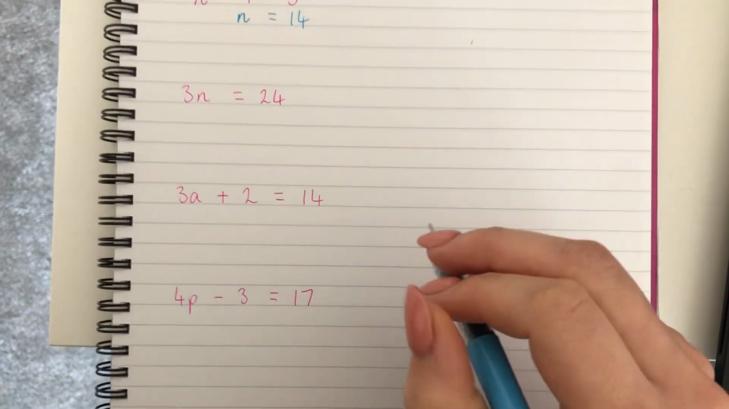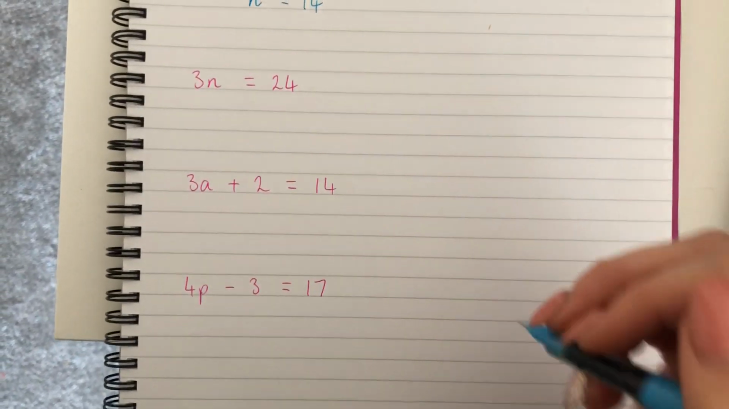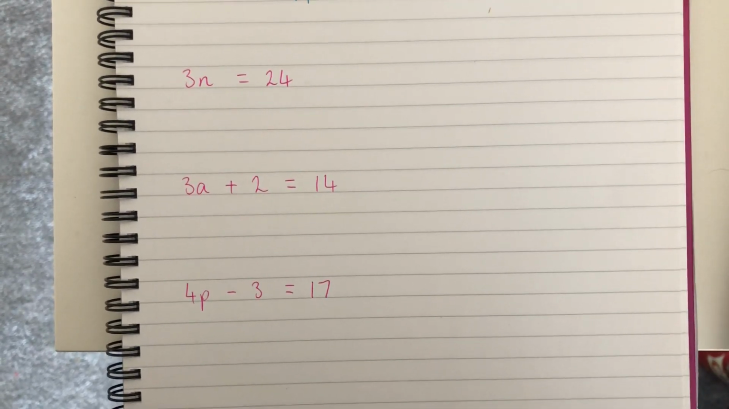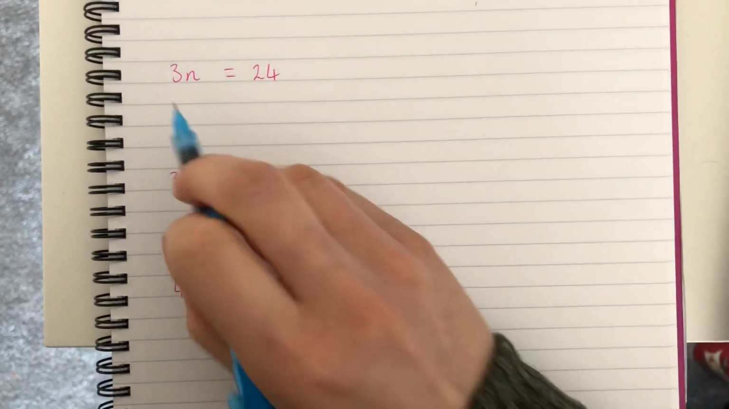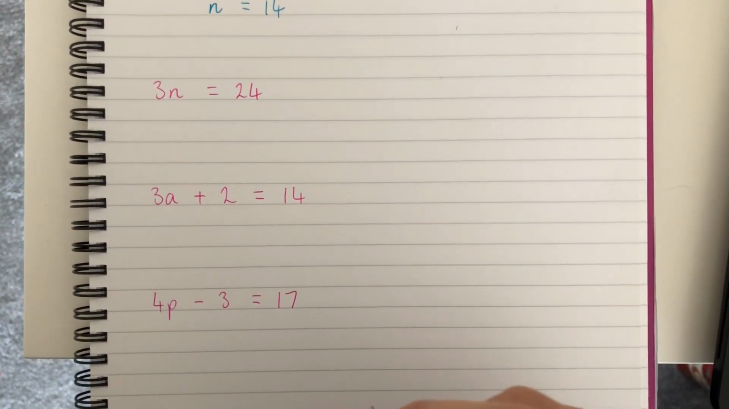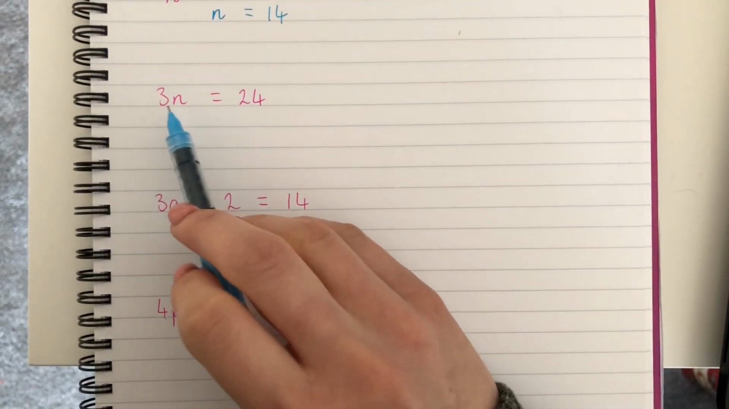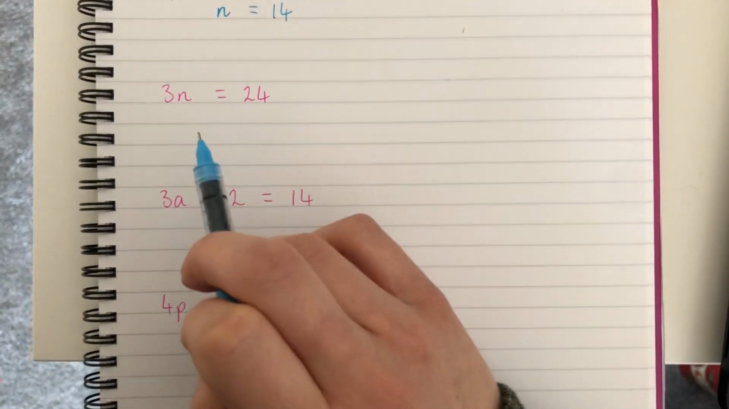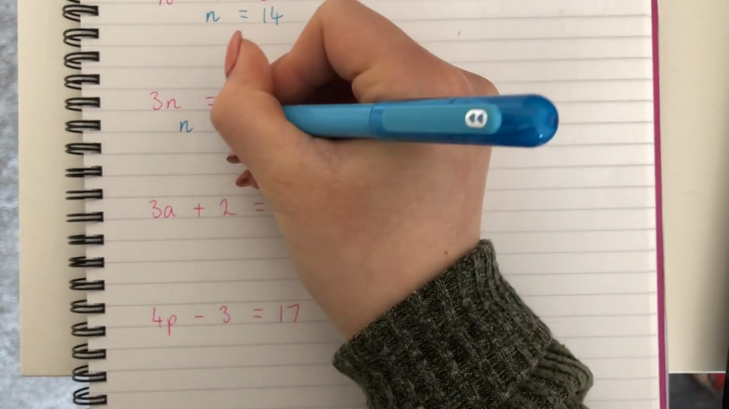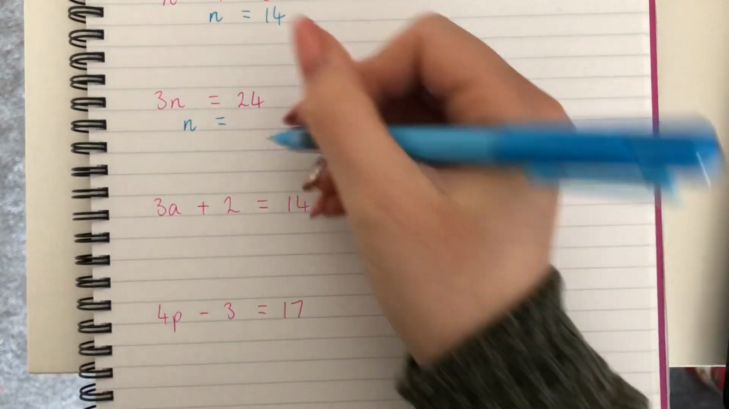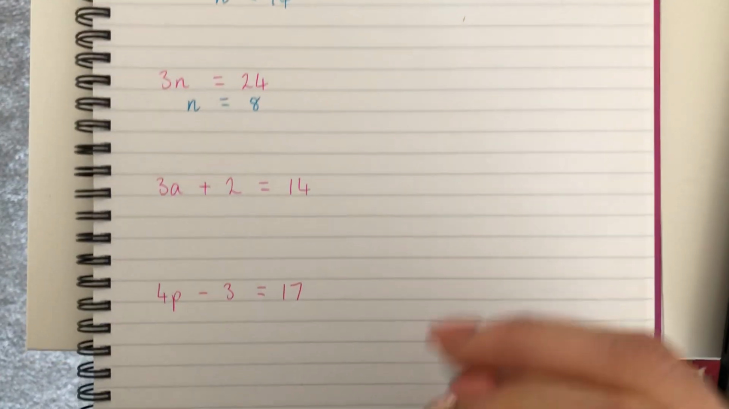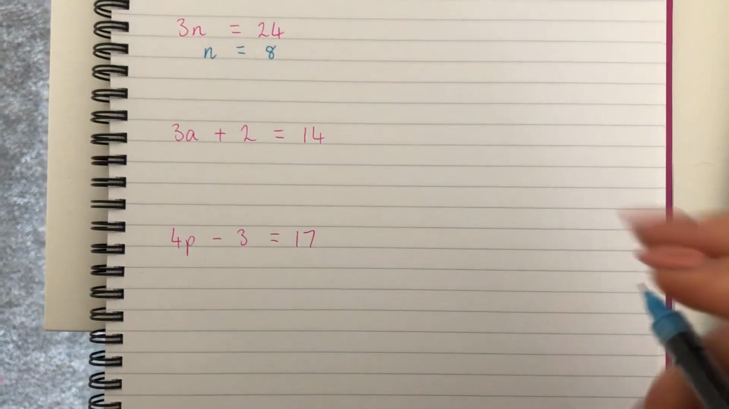With the third question then, we've got 3n equals 24. So hopefully from yesterday's home learning lesson, you remember that 3n means 3 multiplied by a number. So this means 3 times a number equals 24. We just need to work out what that number is. So the opposite of multiplication is division. So we need to divide both sides by 3. So on the left, we'll just be left with n, and 24 divided by 3 is 8. So n equals 8.